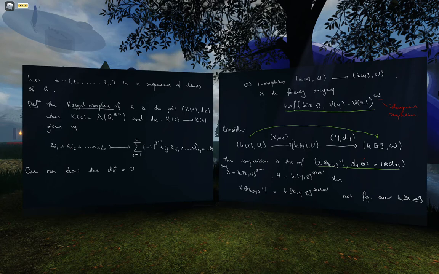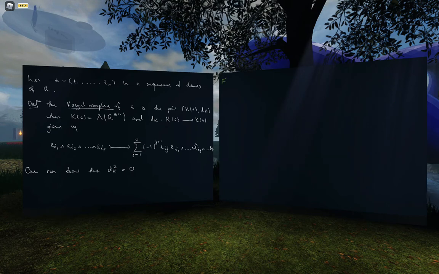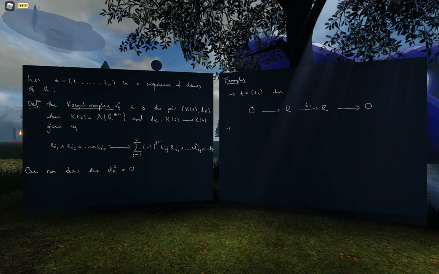Okay, so on the second board, let's take a look at some examples. So for a sequence of length one, so T is just a single element T_1, then the causal complex is the following chain complex. Where this middle map is just multiplication by the element T_1. And then the other example we'll look at is the case of n equals 3.